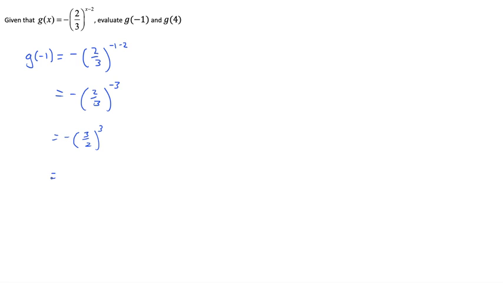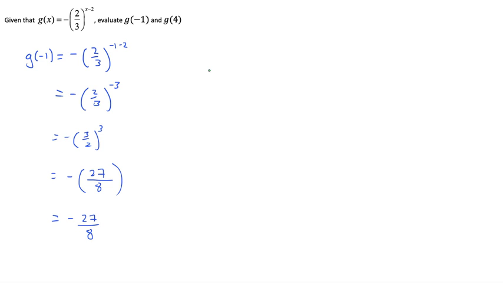Now, based on the order of operations, remember, this negative is a multiplication. We're simply multiplying by negative 1. So we want to do the exponent first. 3 to the third power is 27. 2 to the third power is 8. And then we're just going to multiply that by negative 1. So we get negative 27 over 8 as that answer.